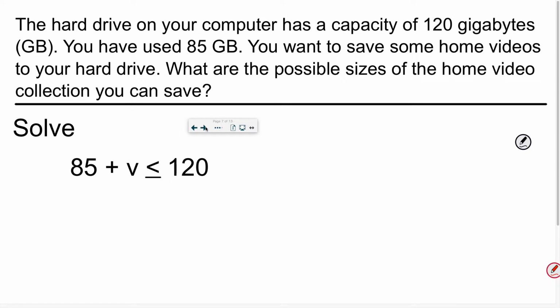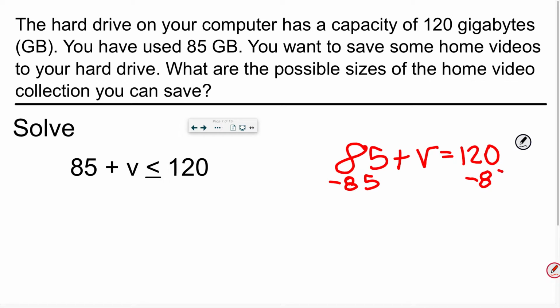All right, how about this? What would you do if this is what it looks like? What's the first thing you would do to solve this? Subtract 85 from both sides. Subtract 85, okay.